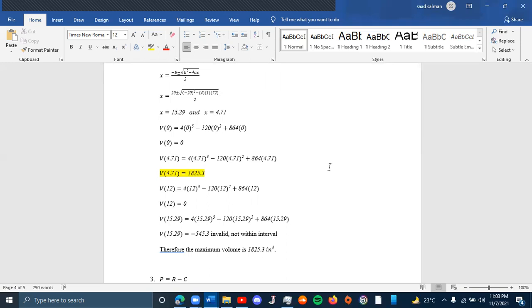So we'll get the value of 0. Now I'll substitute 15.29, which will give us 4 multiplied by 15.29 to the power of 3 minus 120 multiplied by 15.29 squared plus 864 multiplied by 15.29, which will give us minus 545.3, which is invalid, which is not within the interval. Therefore, the maximum value is 1825.3.